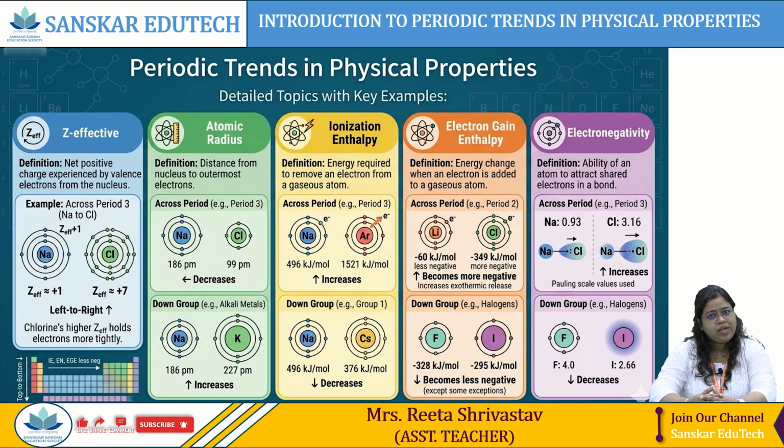Now students, we are all familiar with the periodic table. As we know, there are 118 elements in the periodic table. Some are metals, some are non-metals, some are metalloids, including radioactive elements. Now we see the physical trends in the periodic table. Physical trends include Z effective, that we call effective nuclear charge, atomic radius, ionization enthalpy, electron gain enthalpy, and electronegativity. So in today's lecture, we will see all the physical properties of the periodic table.